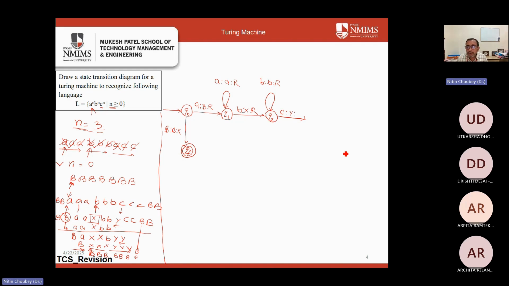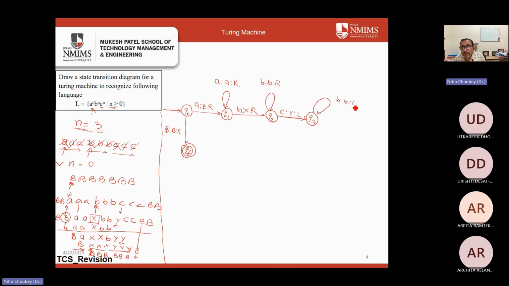because our task of replacing, removing one A, one B, and one C is over. So what is needed is to again move back for the second pass. Q3, here we'll go for left movement. While moving left, we'll come across B.